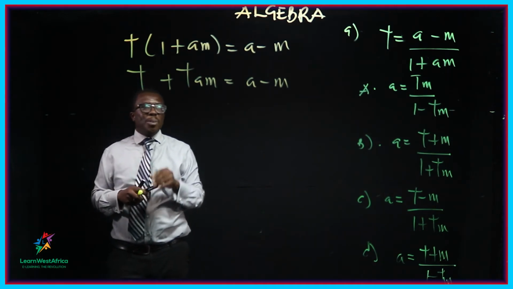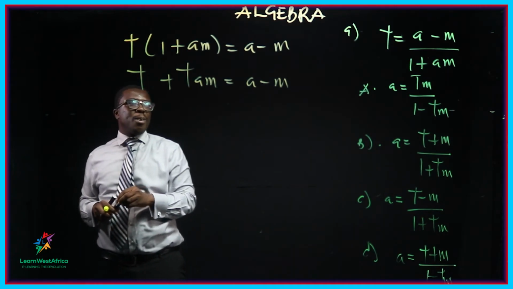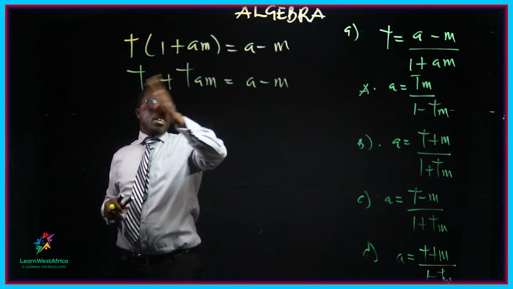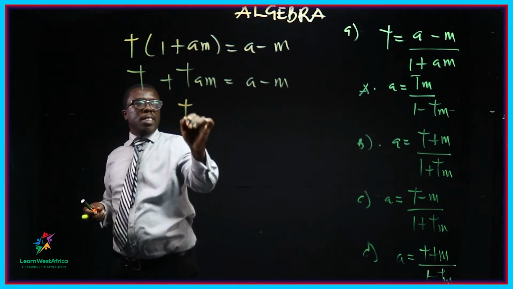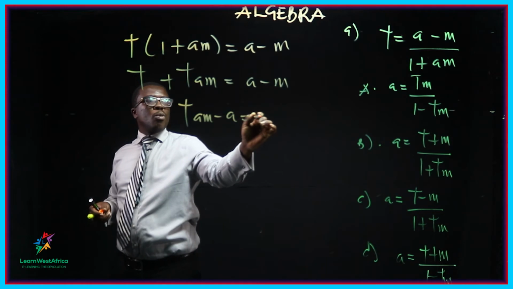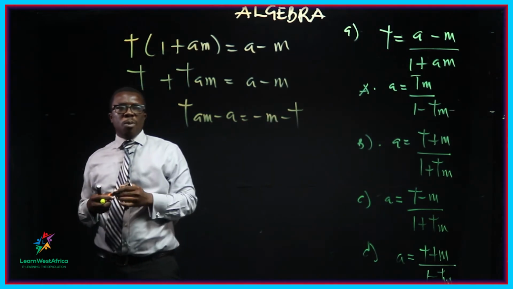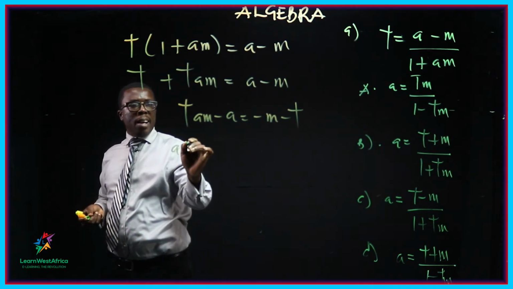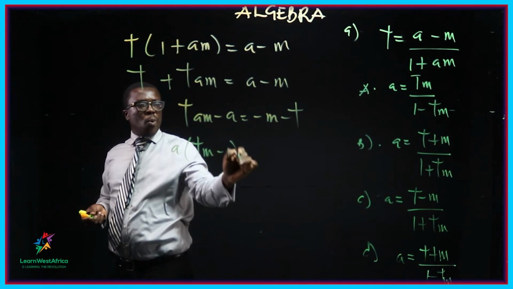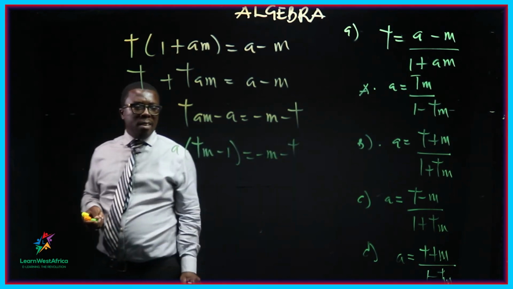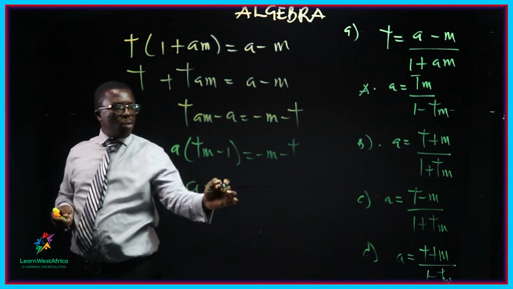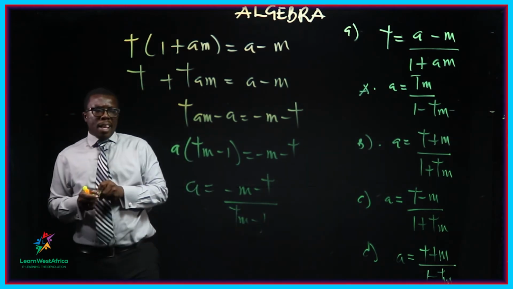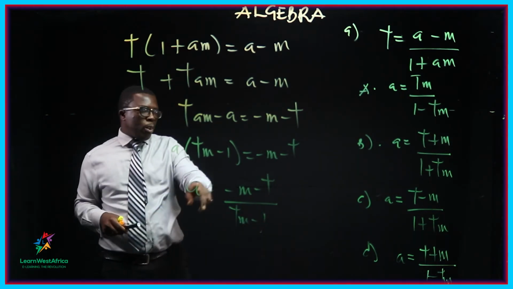And what do we do? You can bring the m here or whatever, which gives tam minus a is equal to minus m minus t. You see, you factor out a into brackets: a(tm minus 1) is equal to minus m minus t. To divide, your a is going to give you minus m minus t all over tm minus 1. Now we check the question carefully.